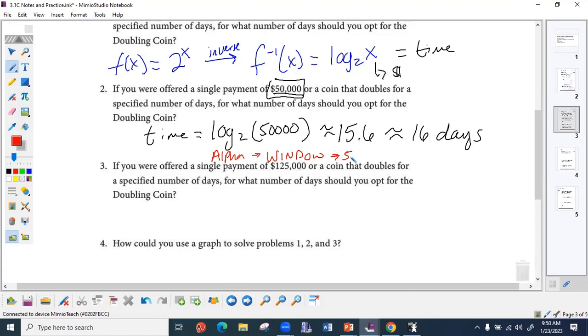All right, let's do it again. Here we go. It says, if you were offered a single payment of 125,000 or a coin that doubles for a specific number of days, for what number of days should you opt for the doubling coin? Again, we're looking for time. Because we're looking for time, we're going to be using our base. Does that make sense? Yeah, we do log base 2.